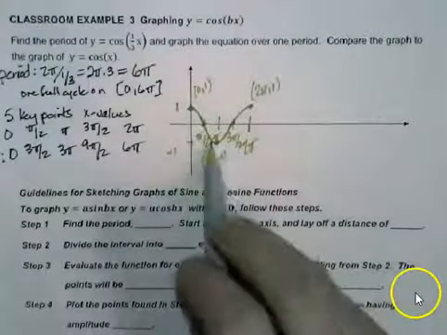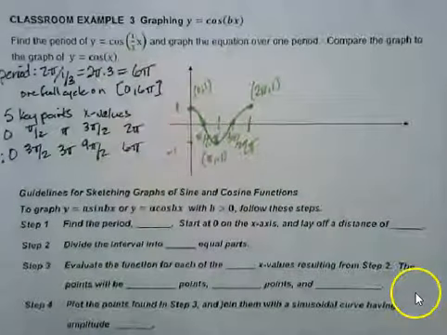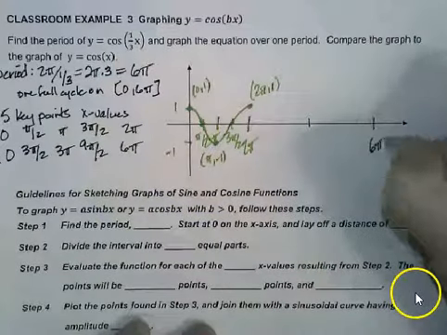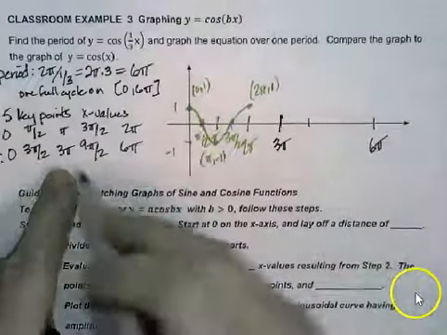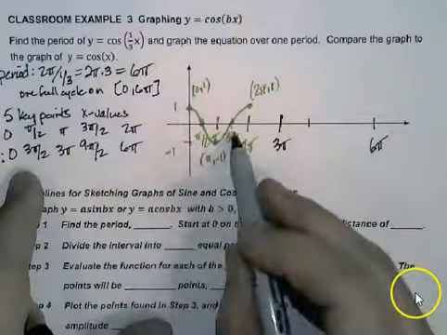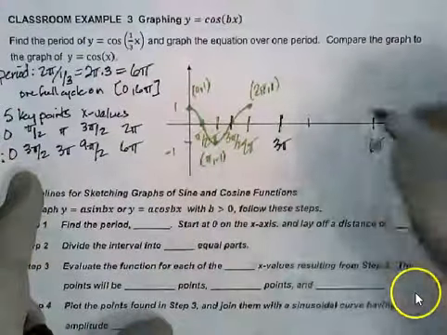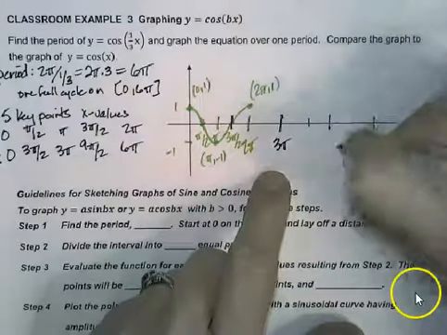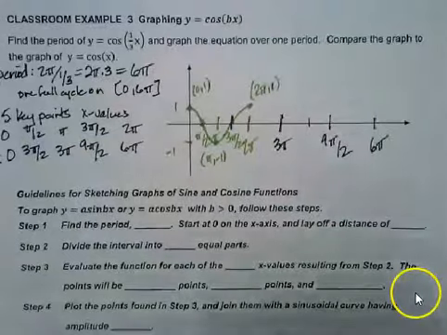Now what we're going to do is take those 5 key points and stretch them out horizontally so that we start at 0 and we end at 6 pi. So the point in the middle is at 3 pi. Then we've got the point halfway between 0 and 3 pi, which is 3 pi over 2. And then the point halfway between 3 pi and 6 pi would give us 9 pi over 2. That's where our 5 key points are going to be.